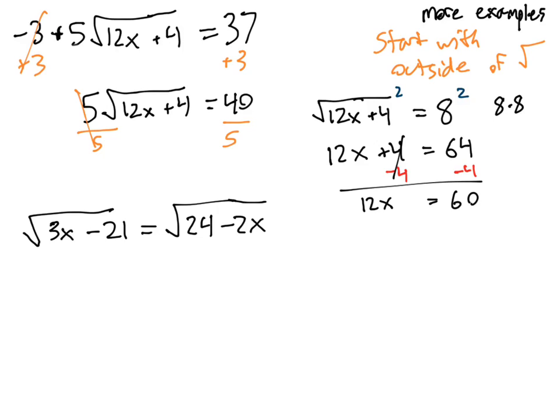And now we can divide both sides of the equal sign by 12. 60 divided by 12 is 5, so that leaves us with x equals 5.